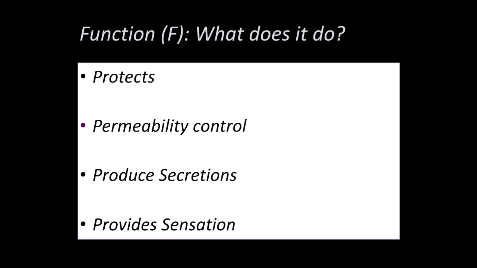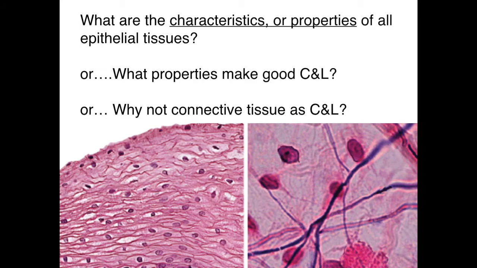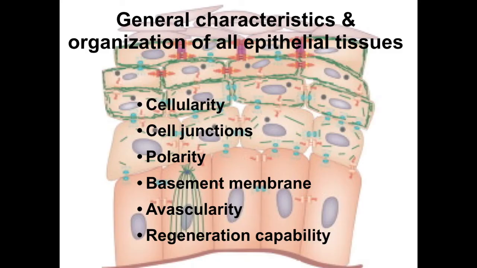Note that these are general functions of epithelia, and certain types of epithelia will be involved in one or more of these to a greater or lesser degree. And so the next thing we want to talk about is what are the properties of epithelial tissue that define it and make it a good covering and lining so it can carry out those functions. So we talk about the characteristics or organization or properties of epithelial tissue in general, that is, what makes it an epithelial tissue and not another type of tissue, in particular connective tissue, which, as we'll see, in many ways are opposite to epithelial tissue when we look at its characteristics. Useful to compare the two.